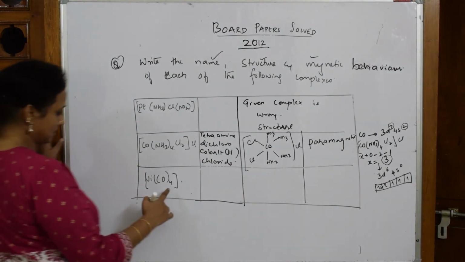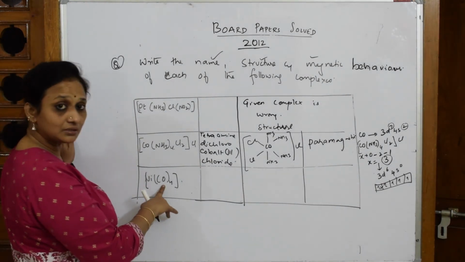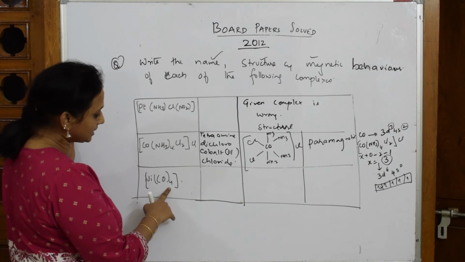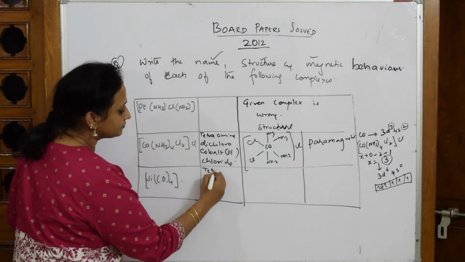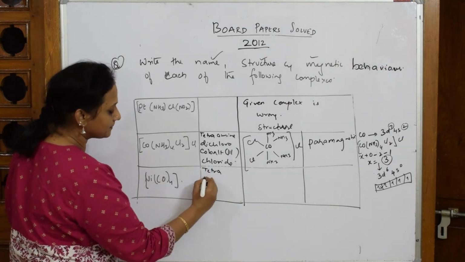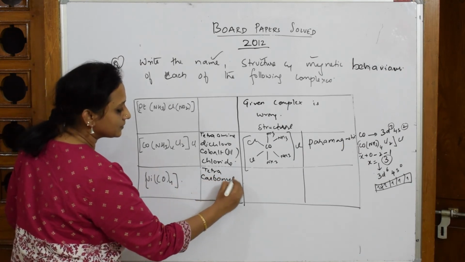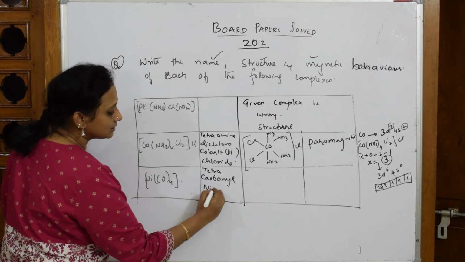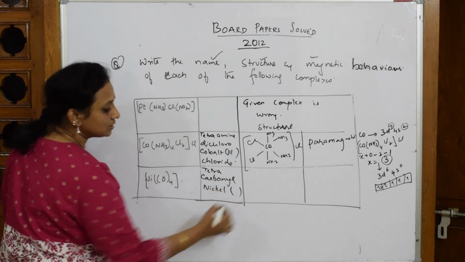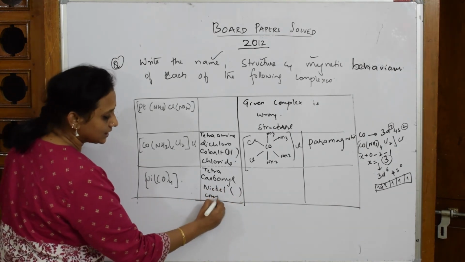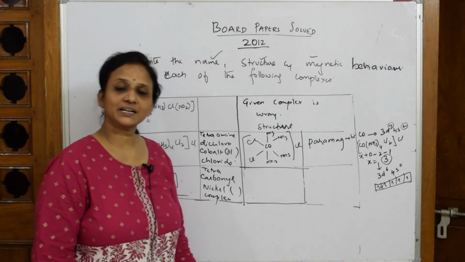How should I do this? Name it. Now this is your ligand. Name the ligand. This is tetra, carbonyl. I'm sorry, it is tetracarbonyl. Okay, now nickel, right? I don't know the oxidation state, we will calculate. Complex, right? So let us come back and see this.